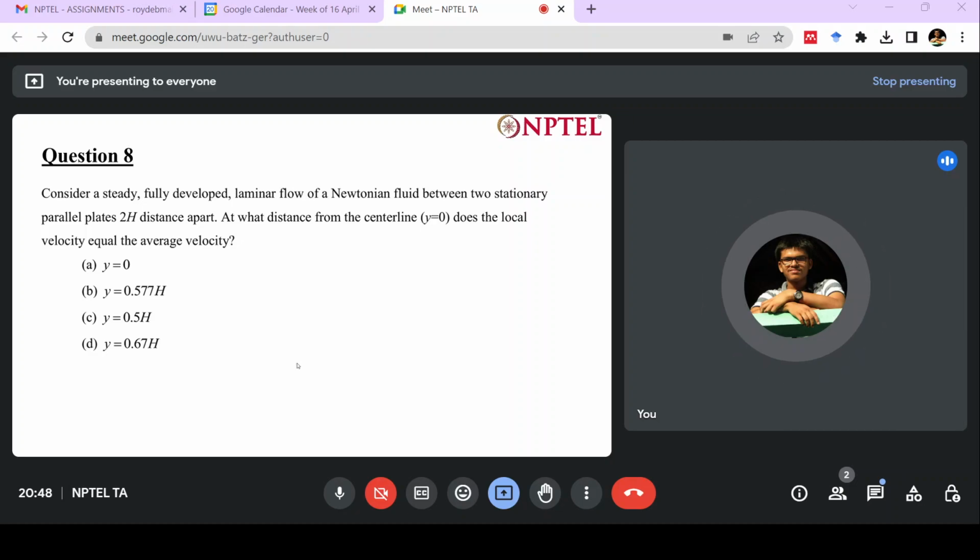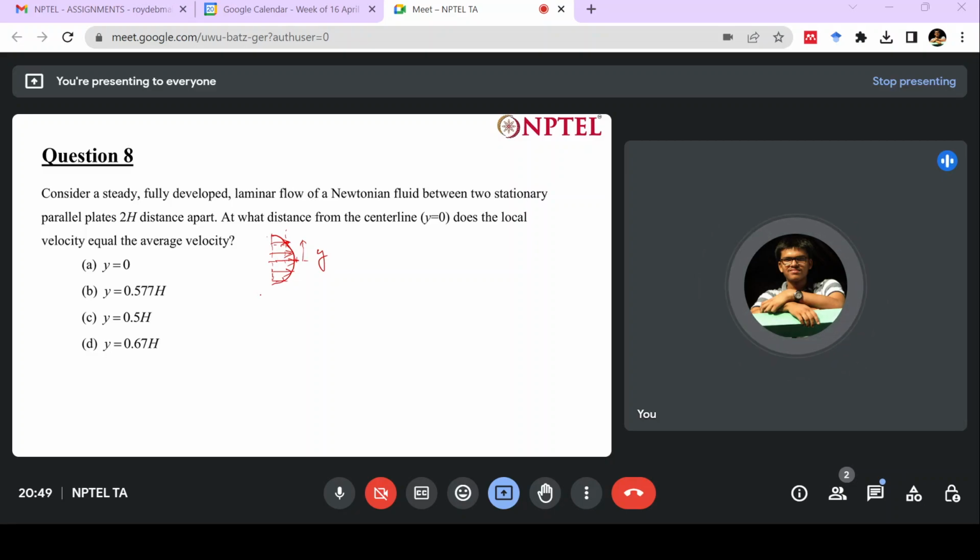So what is asked here? Our velocity profile is something like this: parabolic with maximum at the center. So at some point y from the center line, some distance, the velocity will be equal to my average velocity. That is what is asked. So I have to find out this y. So this is the parabolic profile.